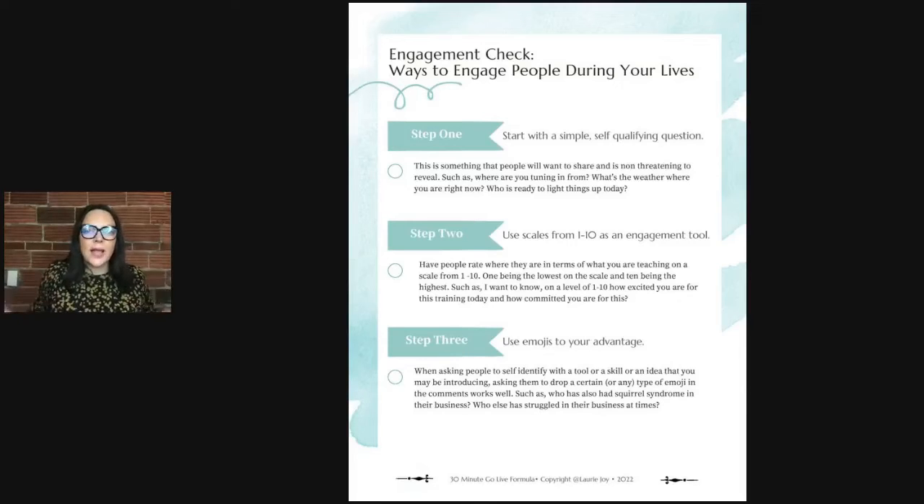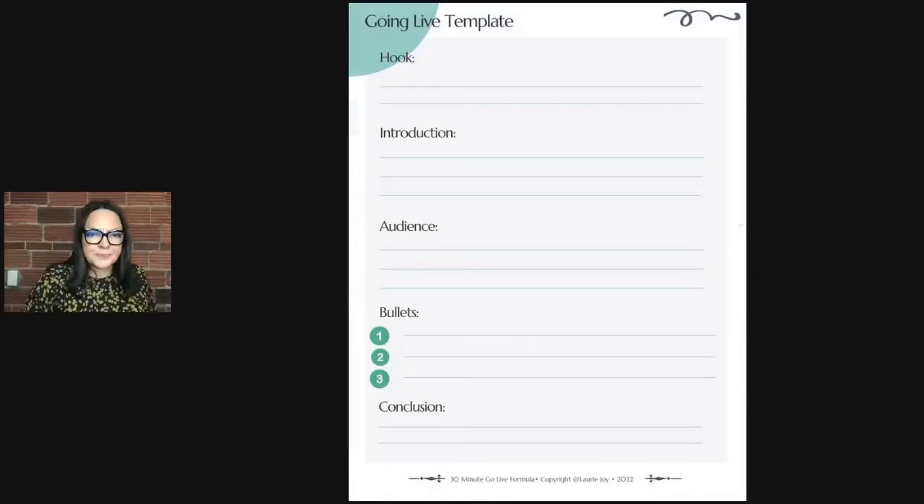And as you go live, the more you go live, the better at this you're going to become. So if you haven't done it in the past, you can go out and do a live today and you can follow this particular template and you can begin to crush it. You can have this up, you can laminate it, you can put it on a Google Doc. You can do whatever it is that you need to do to make you feel comfortable when going live.